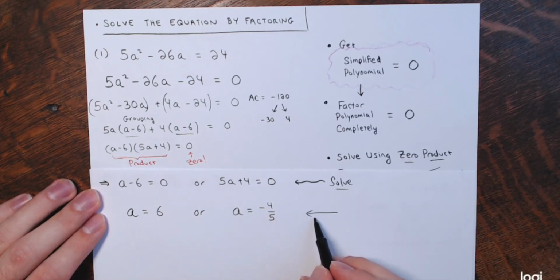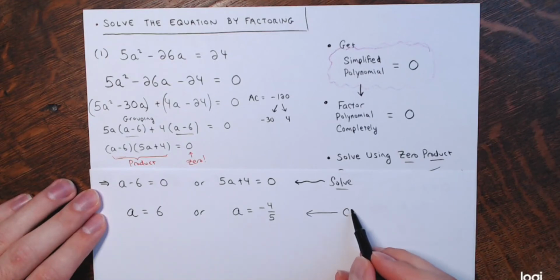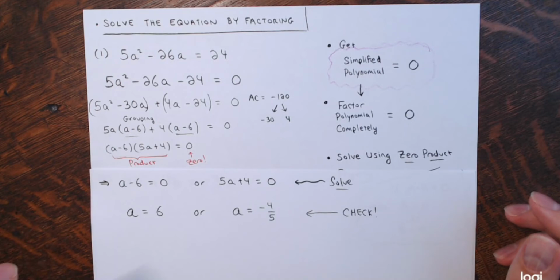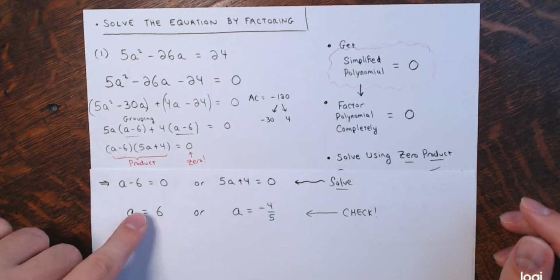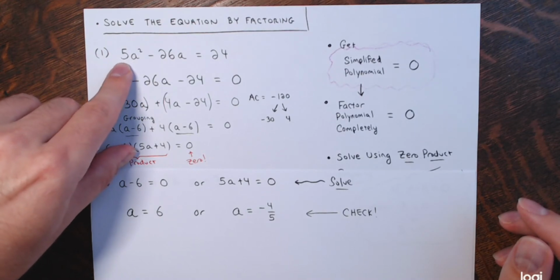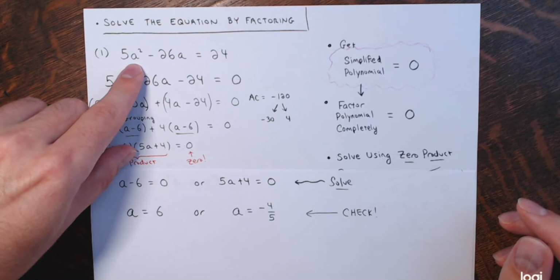And then of course, once we've solved, check your solutions. And you always check your solutions back in the original equation. Now, you could use a calculator or something, but when a is 6, 6 squared is 36. 5 times 36 is 180.